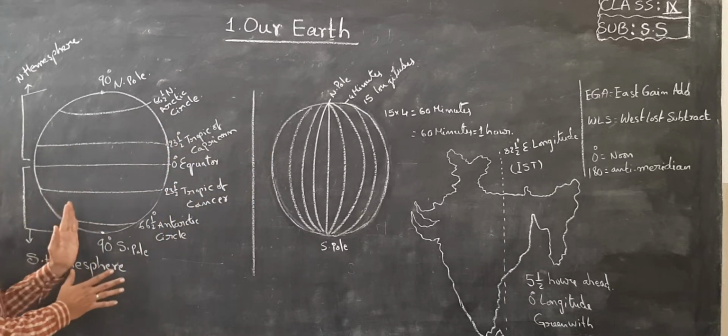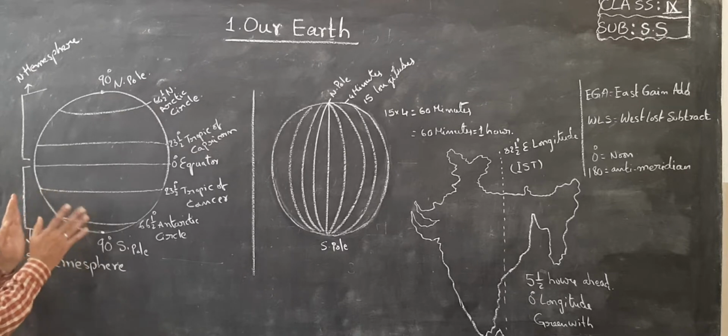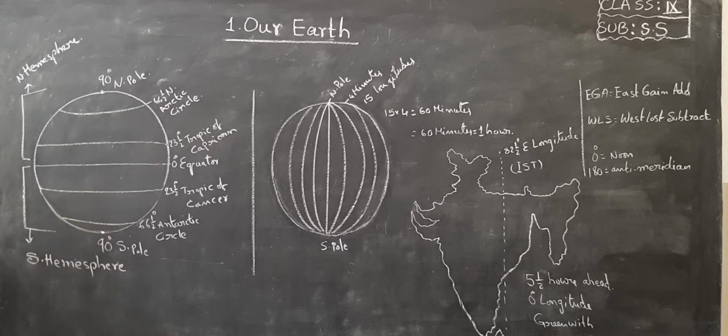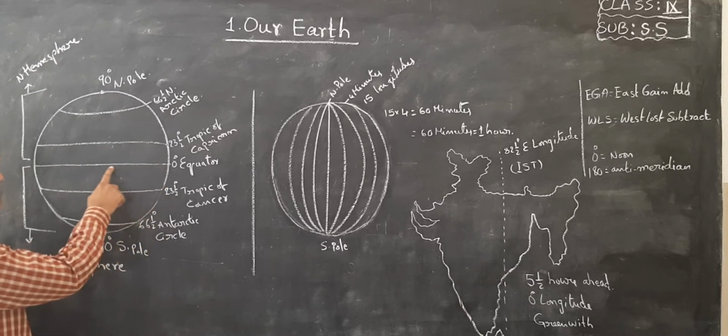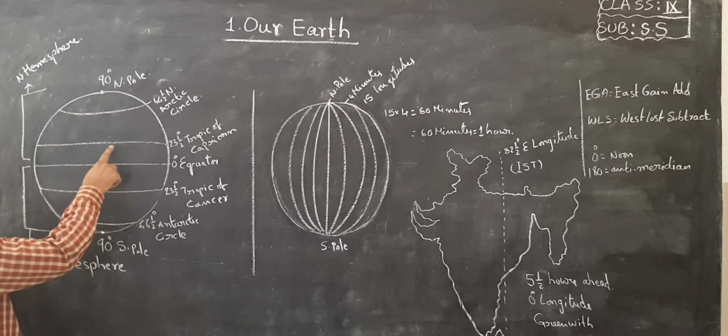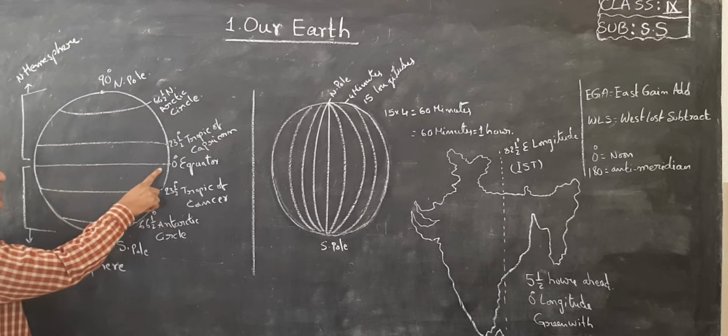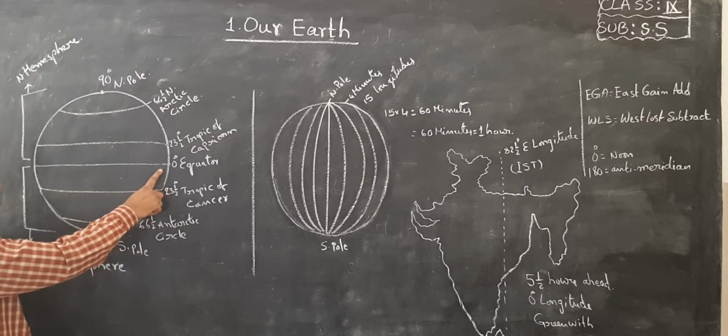Now, how many latitudes are there? First, the 0 degree latitude. The 0 degree latitude is called equator. This is the biggest one, children, among the latitudes. These are the horizontal ones. 0 degree latitude is called equator.